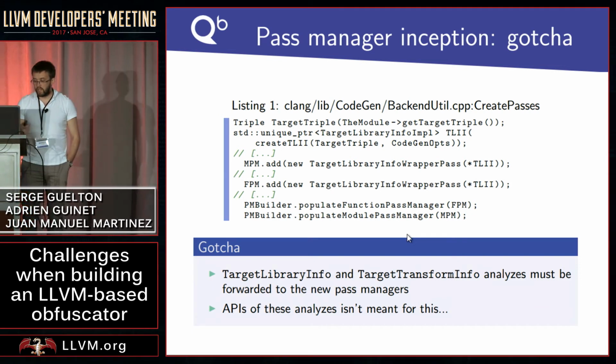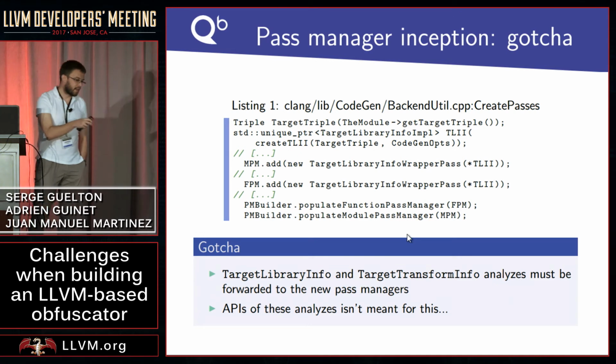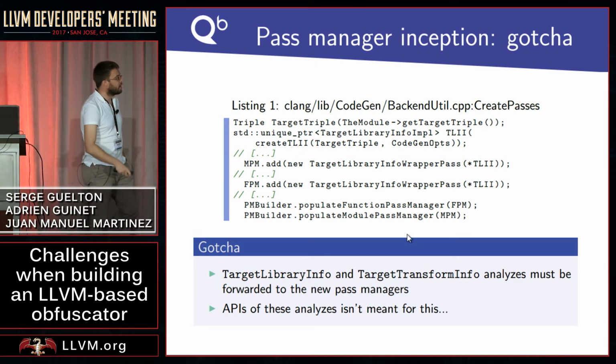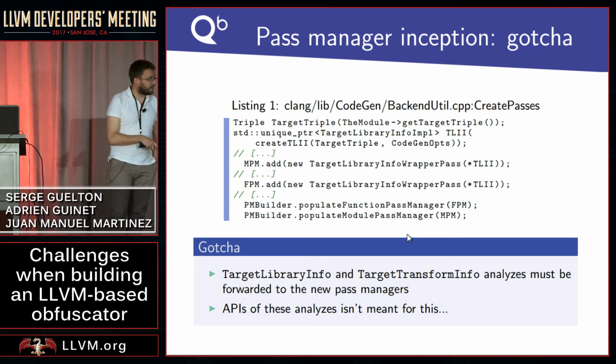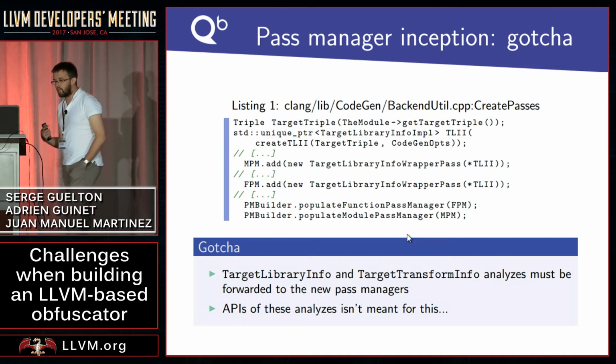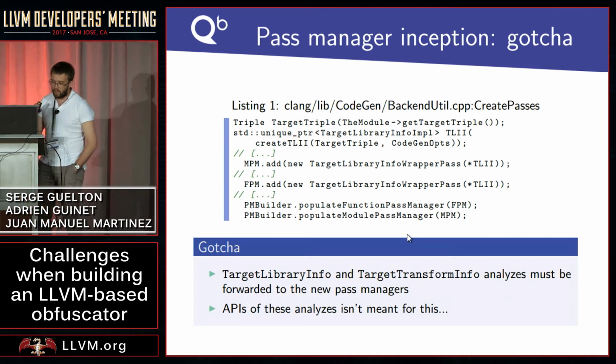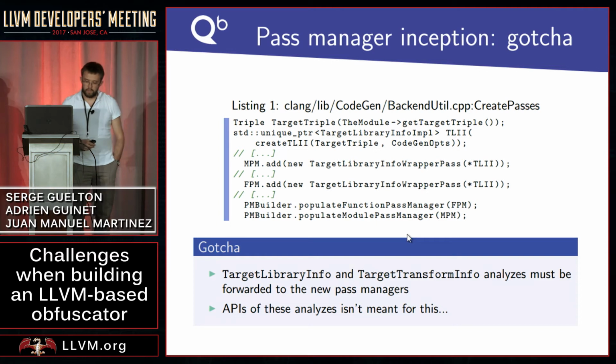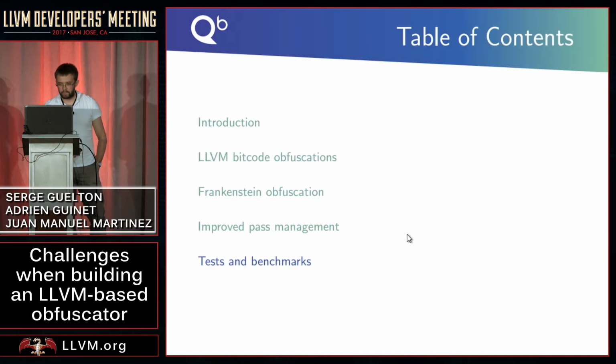And so what we actually need to do in the end is to take these analyses and forward them to our new path managers. And when you do that, you see that the APIs for these analyses are not meant to do that. So we are kind of borderline, I think, in what LLVM was designed to do at the beginning. But in the end, if we do that, it works well, and it achieves our goal. So now let's talk about the test and how we benchmark this.